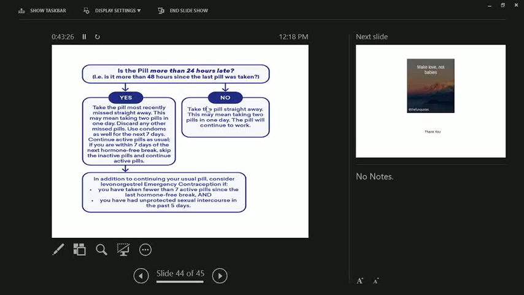24 hours, it means if she misses more than two pills, she needs to take one pill whenever she remembers that she has forgotten it, then at the same time she needs to take the pill at that particular time, and she needs to continue it as usual.